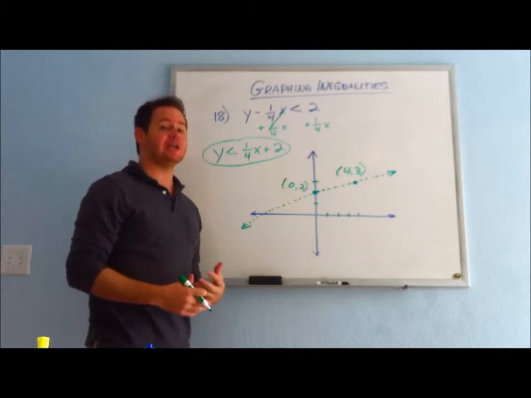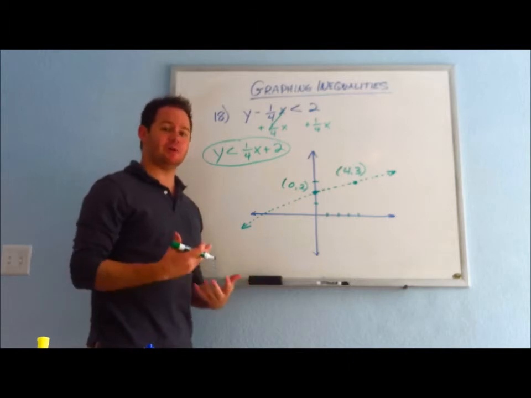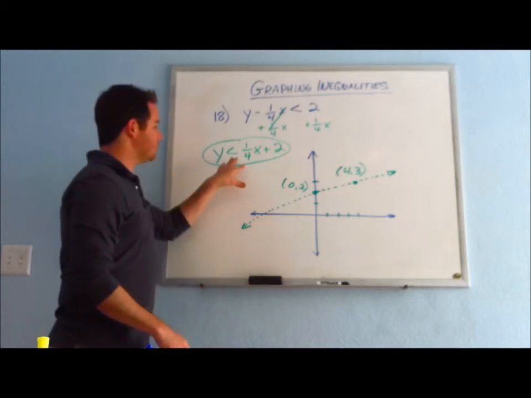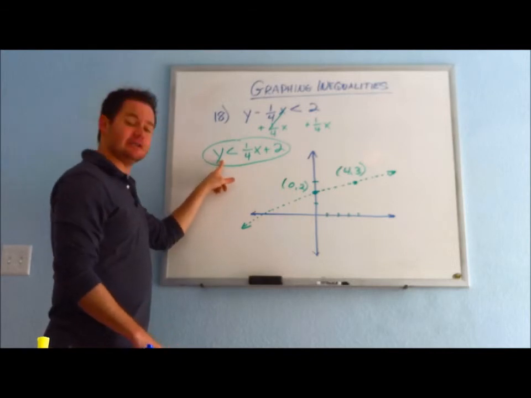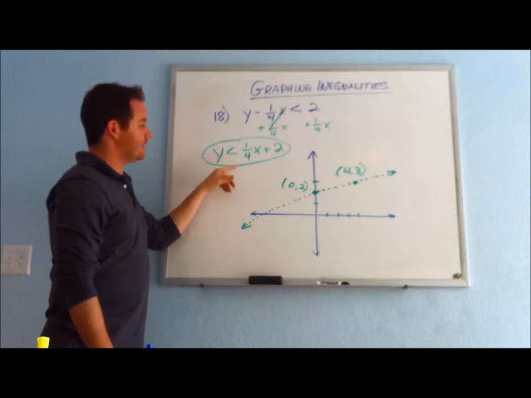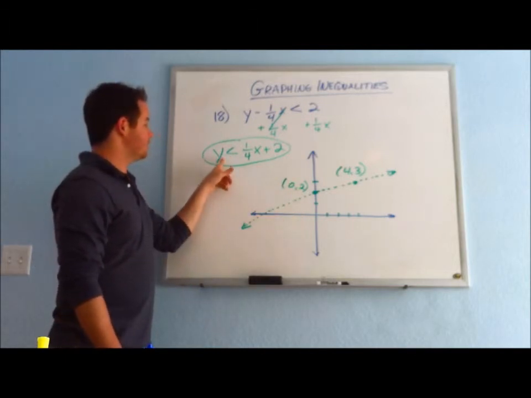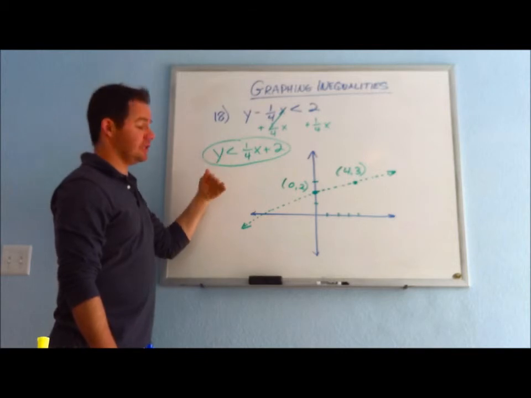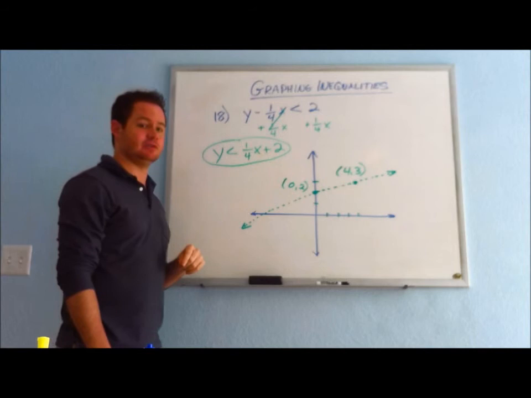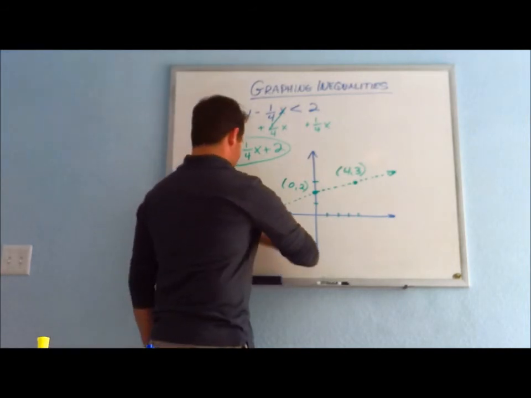My recommendation that I think makes this process a little bit easier because there's less math work that we have to do and less chance of making a careless mistake is just to take a look at the equation once we've gotten y by itself. And if it's less than, then that means your solution set is going to be below the line. So in this inequality, y is less than 1/4 x plus 2. So since it's less than, we're going to fill in below.